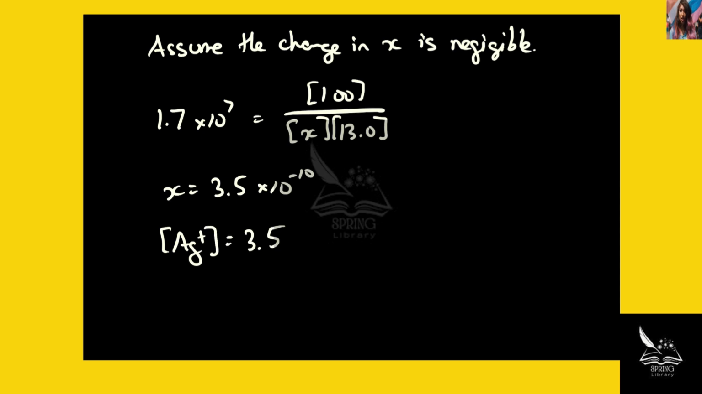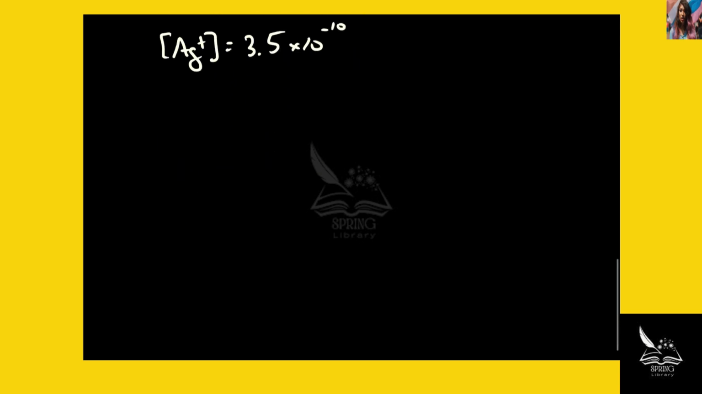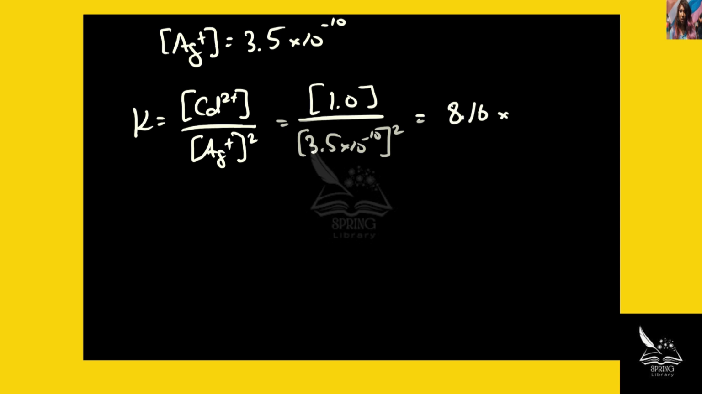Therefore, going back to our ICE table, the molarity of Ag+ is equal to 3.5 times 10 to the minus 10. Now we'll calculate the equilibrium constant based on our redox reaction. This will be the concentration of cadmium 2+ over the concentration of Ag+ squared. This is equal to, cadmium was 1.0, over 3.5 times 10 to the minus 10 squared, and we get 8.16 times 10 to the positive 18.